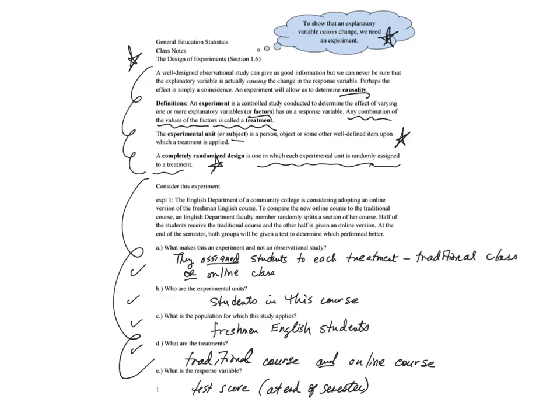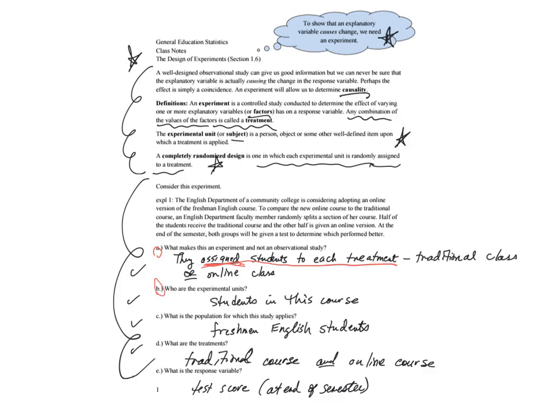So these are my answers. Part A asks me what makes this an experiment and not an observational study. And again, going back to what we talked more about in 1.2, this faculty member assigned students to each treatment. She actually imposed something onto her students. She didn't just observe a traditional class and an online class and compare them, but she assigned students to each treatment, and that is important.